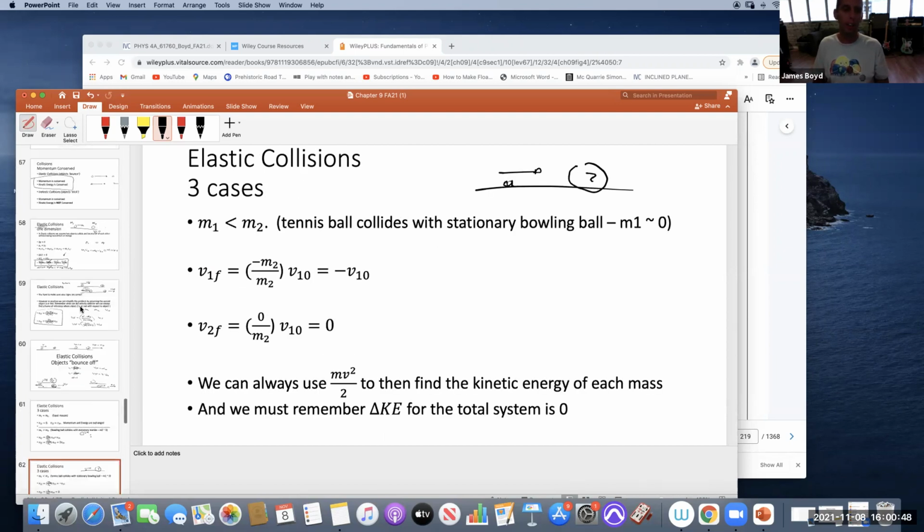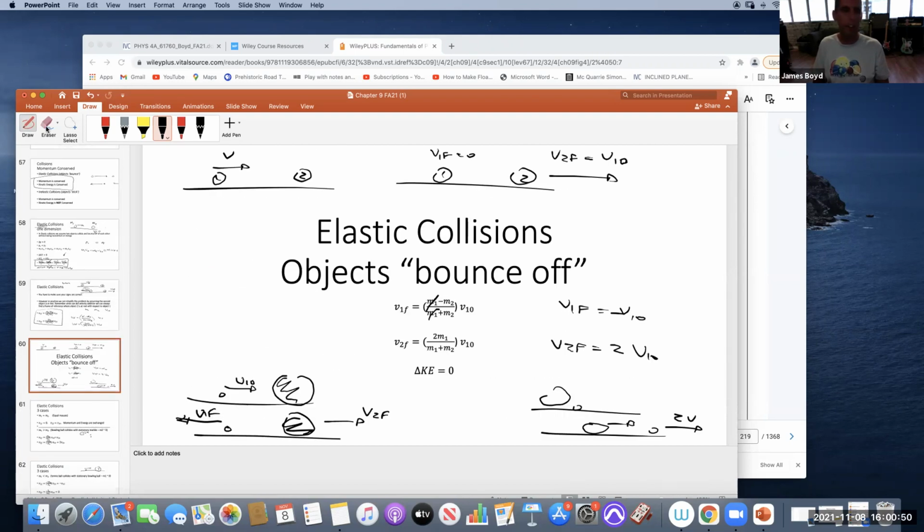Essentially, you just use these equations right here. Just know these ones, and you're all good. Know these. And this is particularly important. No kinetic energy lost.